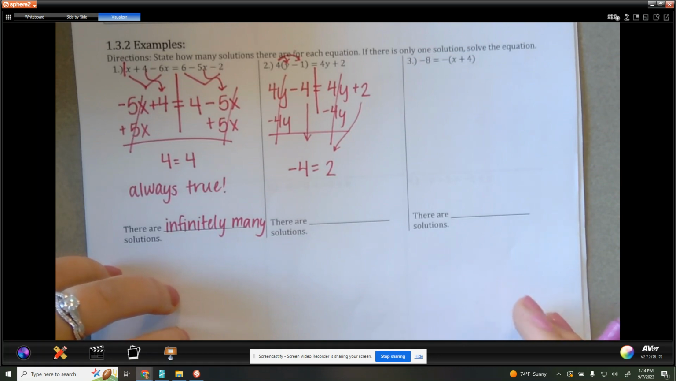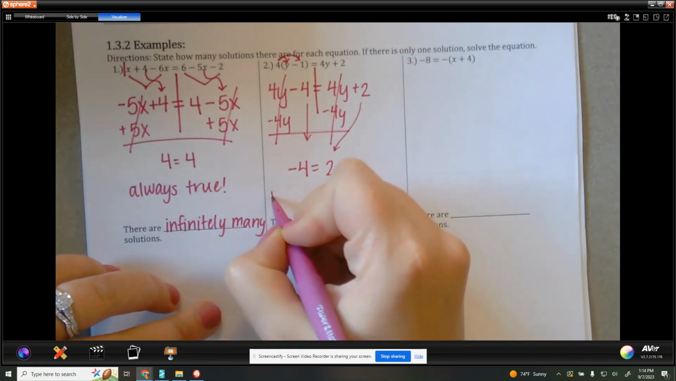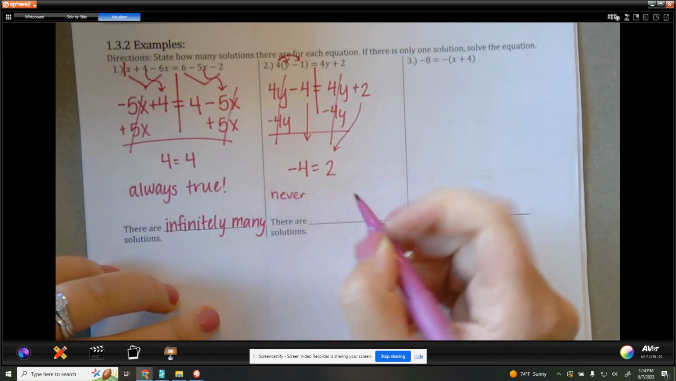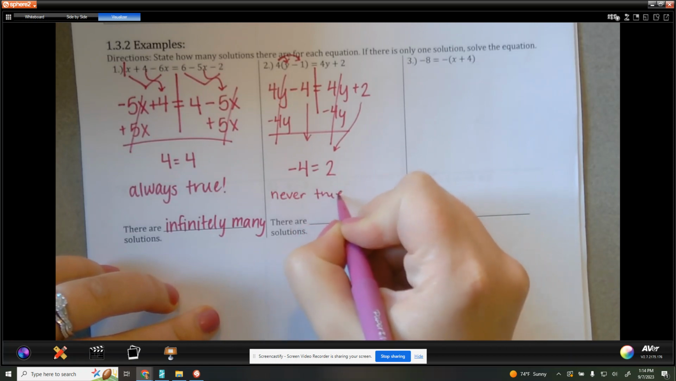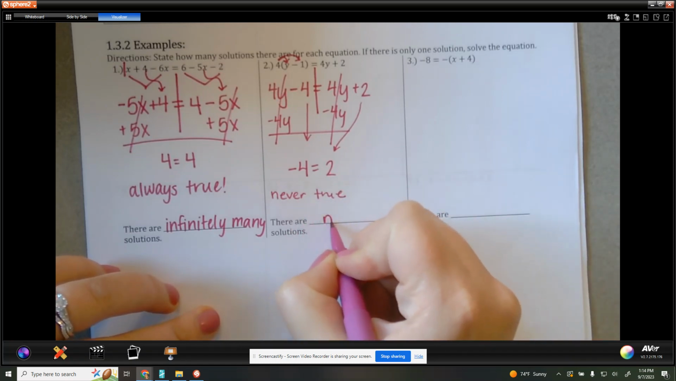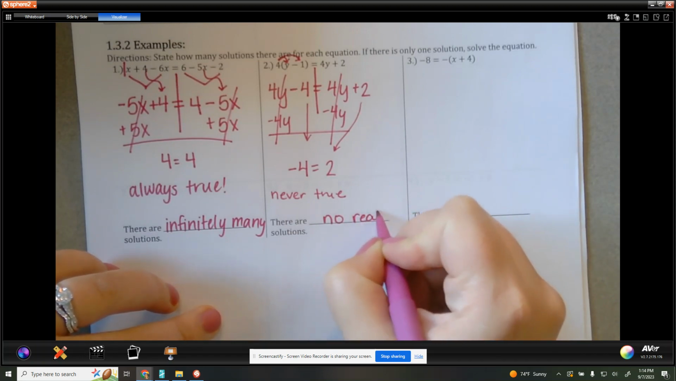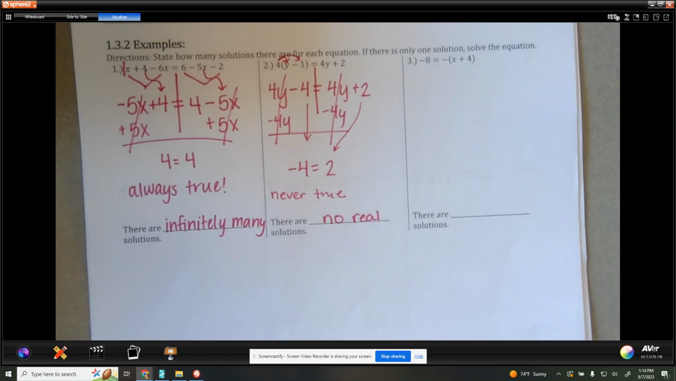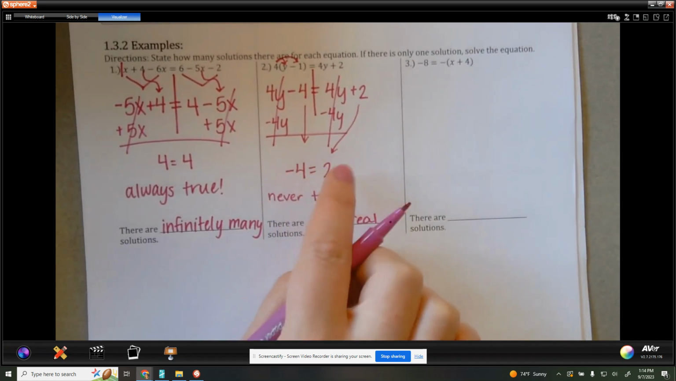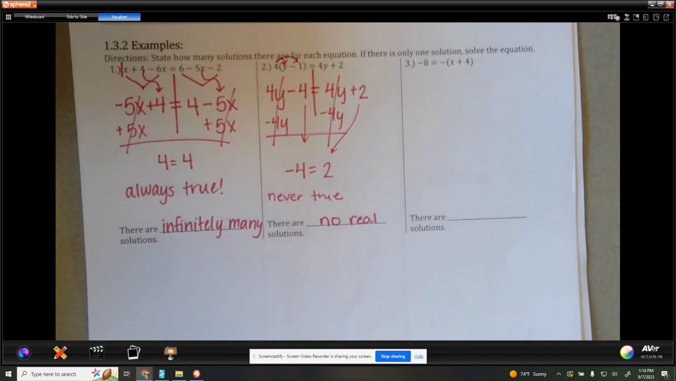And that is never true, right? You're never going to say that negative 4 is the same thing as 2. So when we get this, we write there are no solutions, or no real solutions if you want. We're going to deal with real and unreal solutions moving forward. If you just write no solutions, I'm cool with that. But that's what you do when you get something that doesn't make sense. That is untrue. No solutions.